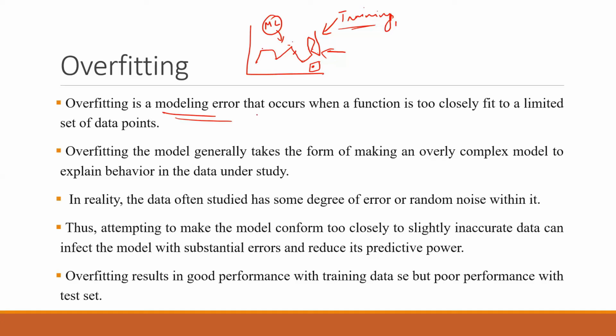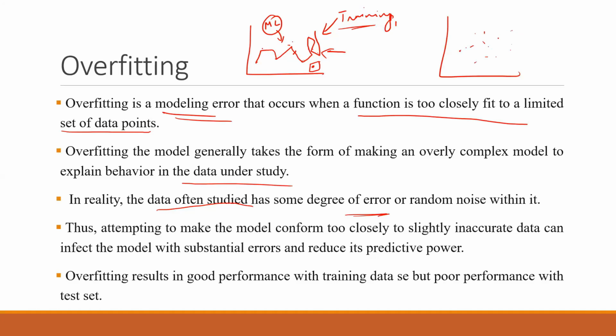Overfitting is a modeling error that occurs when a function is too closely fit to a limited set of data points. And overfitting the model generally takes the form of making an overly complex model to explain the behavior in the data under study. In reality, the data often studied has some degree of error, and originally the original data set, because we have talked about this, you have to remove the noise.